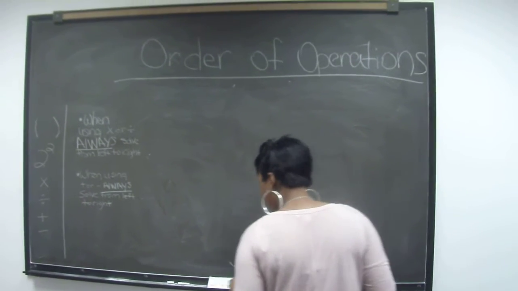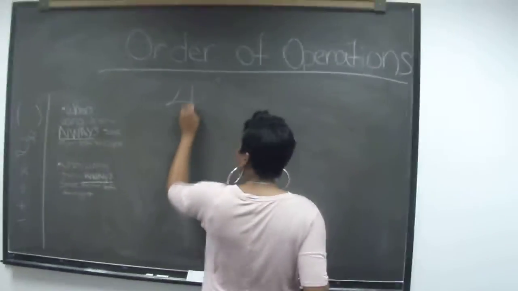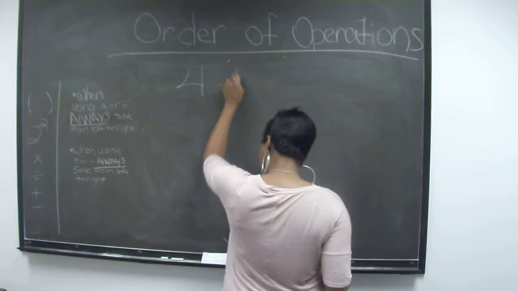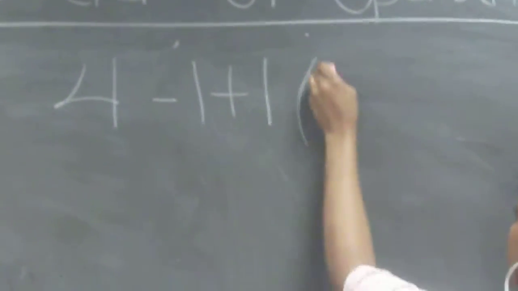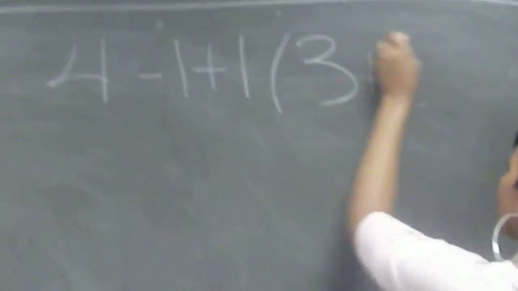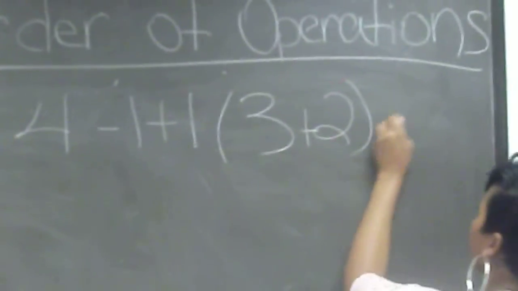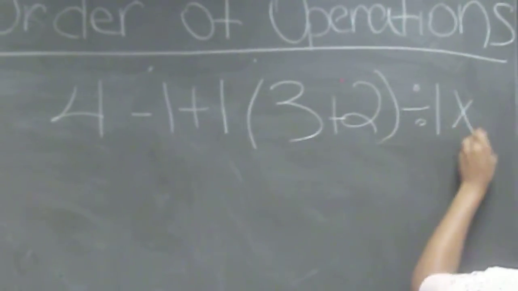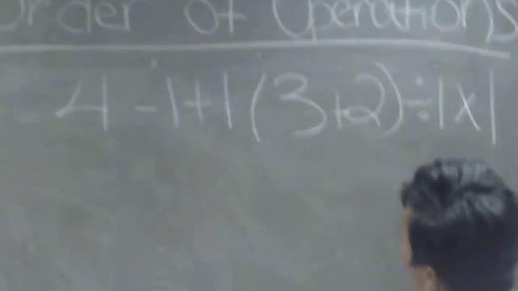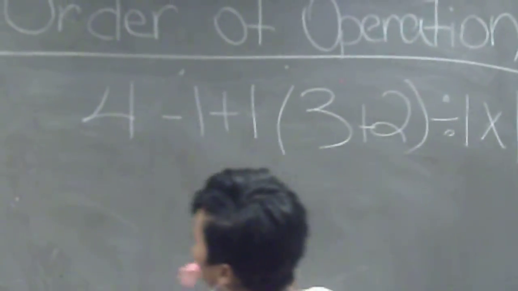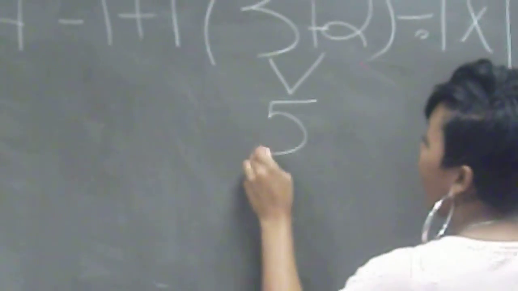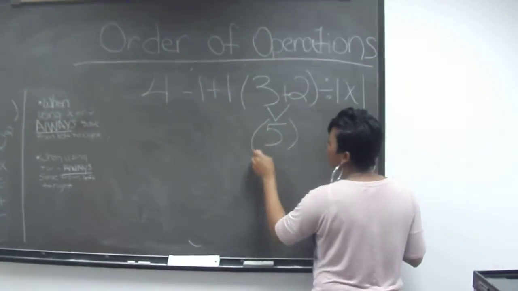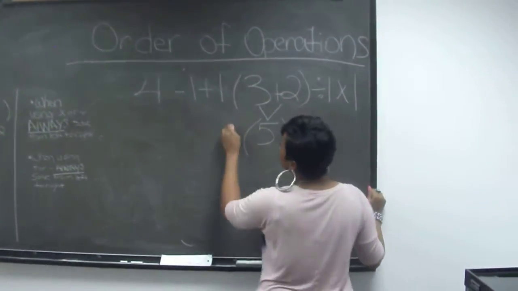Okay, so for the next problem, we're going to do 4 minus 1 plus 1 in parentheses 3 plus 2 divided by 1 times 1. Okay? So what do we do first, class? Parentheses. Okay. In parentheses, we have 3 plus 2, which is what, class? 5. We bring the 5 down, keep it in parentheses, and bring everything else down.